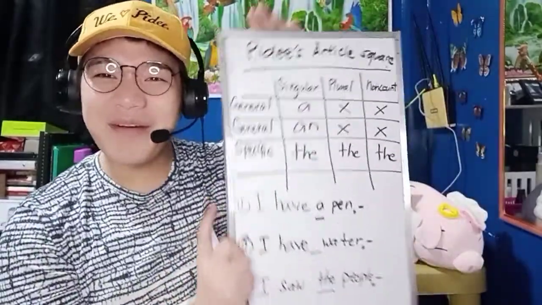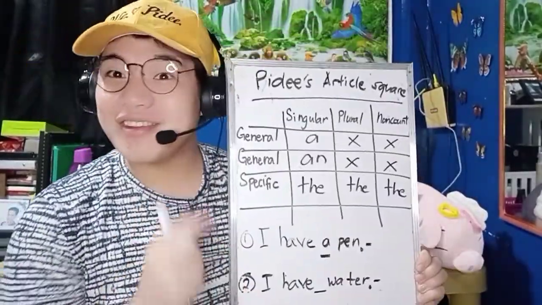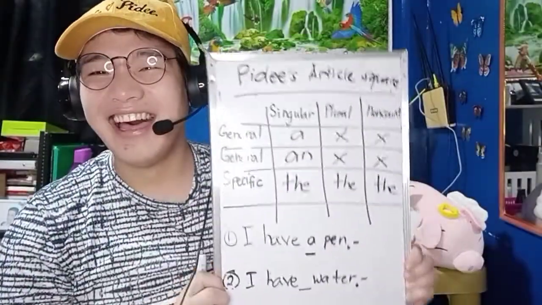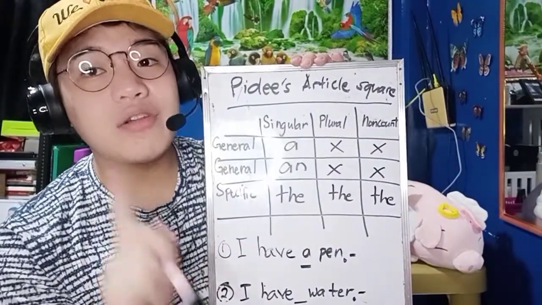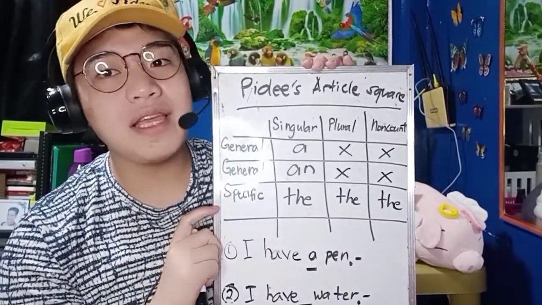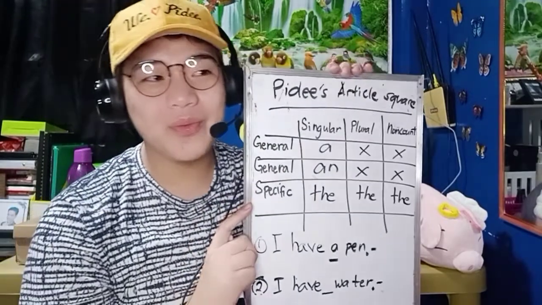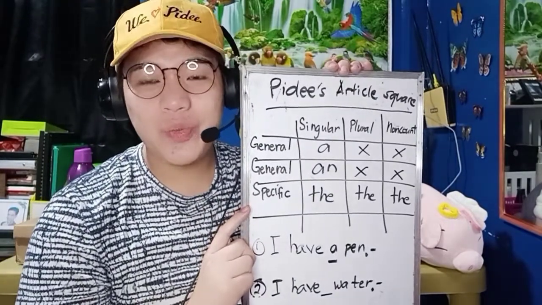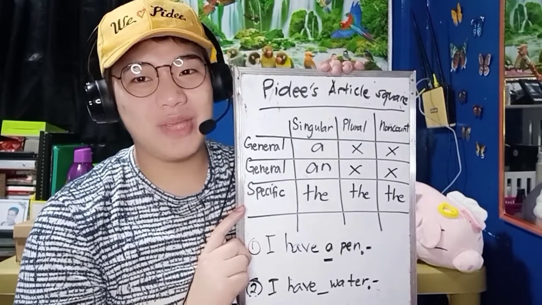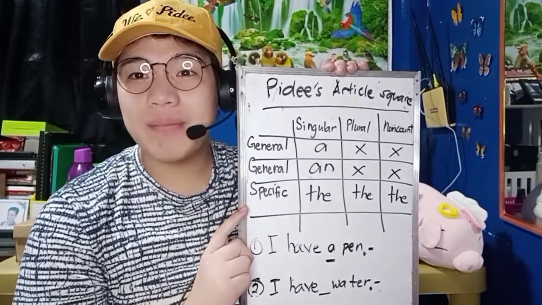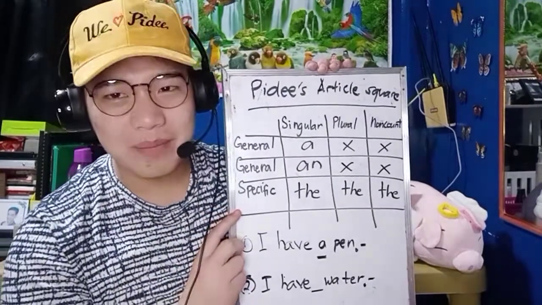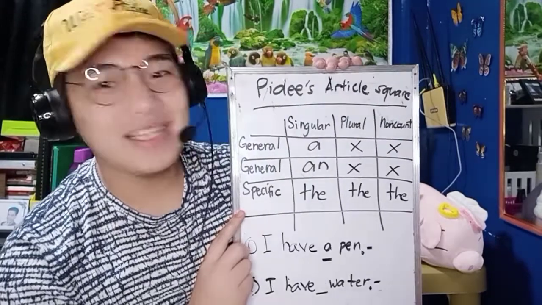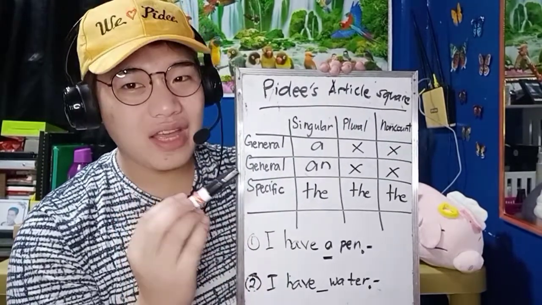So let's begin. So firstly, tada! Meet my whiteboard. It's not for sale, okay? Mine. Alright, so as you can see here, we have here the PD's article square. If you're familiar with the multiplication table, when we were in elementary, it was introduced to us by our mathematics teacher. But now I'll be introducing to you a different kind of table. I call it PD's article square. It works the same way as the multiplication table.